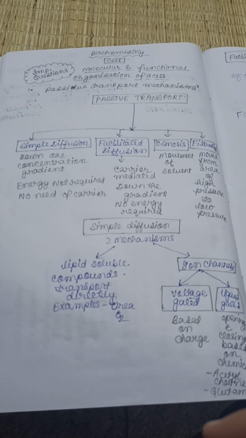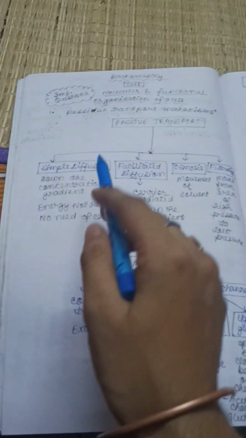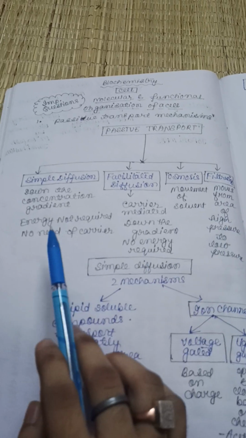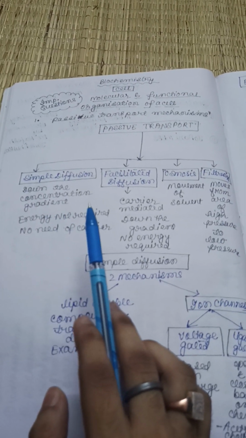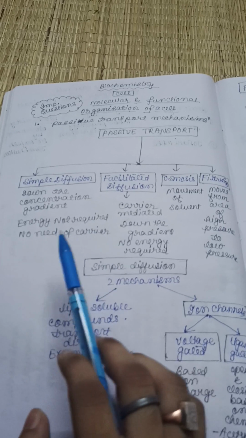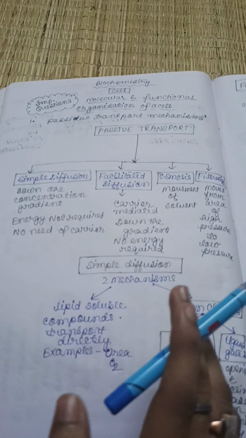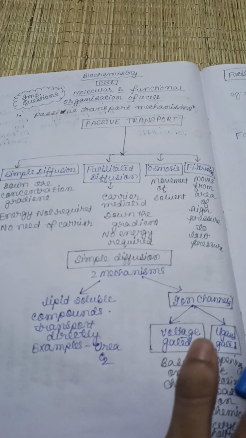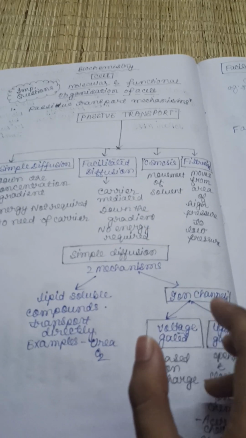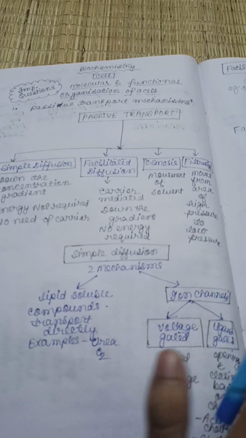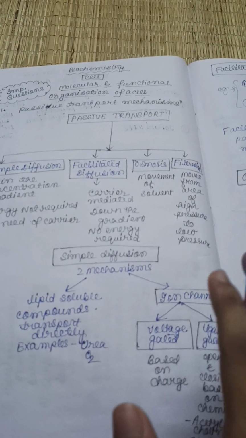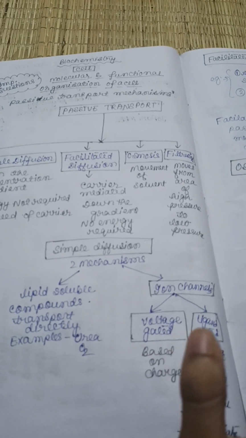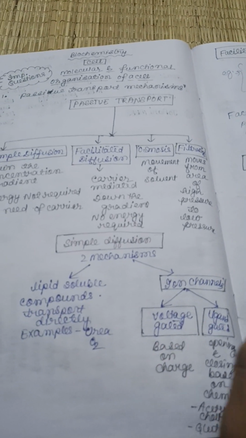What is the passive transport mechanism? Passive transport is divided into simple diffusion, facilitated diffusion, osmosis, and filtration. Simple diffusion is down the concentration gradient where energy is not required and no need of carrier proteins. And facilitated diffusion, here carrier mediated transport is required. Here the diffusion takes place down the gradient and no energy is required. In osmosis there is movement of solvent, and in filtration it moves from the area of high pressure to low pressure.